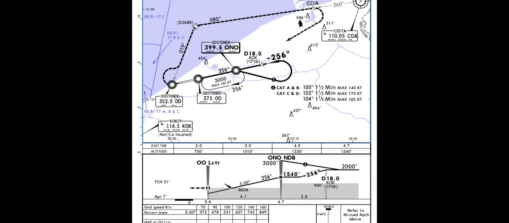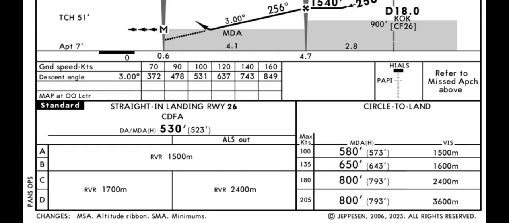At 18 nautical miles from Kilo Oscar Kilo, descend to 1,540 feet. Passing the final approach fix, start the descent on a 3 degrees glide, 550 feet per minute at 100 knots, down to the minimas 530 feet QNH. We need an RVR of 1,500 meters.